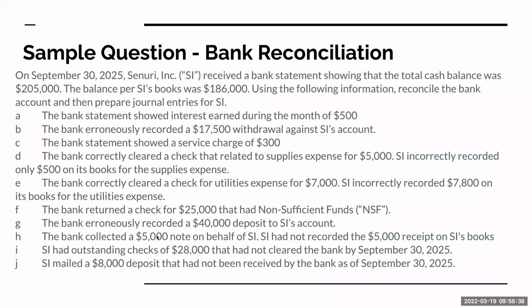The bank collected a $5,000 note on behalf of SI. I had not recorded the $5,000 receipt. So I'm going to show an increase to my cash account on my books. I had outstanding checks of $28,000, right? This is going to adjust my bank balance. These are checks that I've written that have not yet cleared. And then I mailed an $8,000 deposit that had not been received by the bank. This is something called a deposit in transit, and this is going to increase my bank balance.